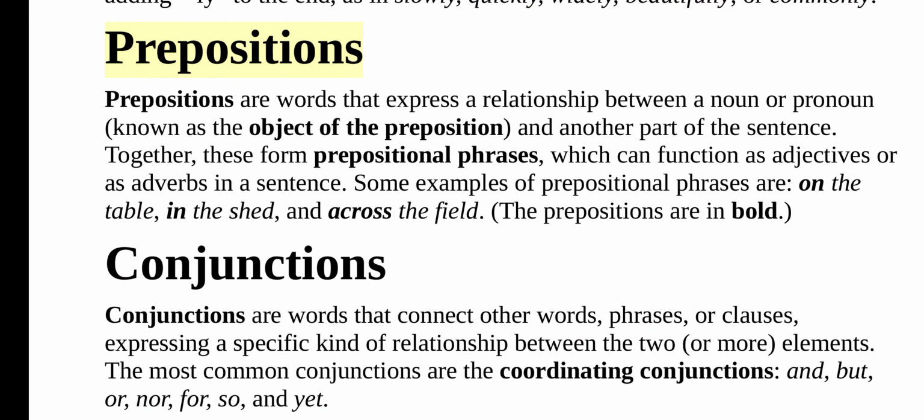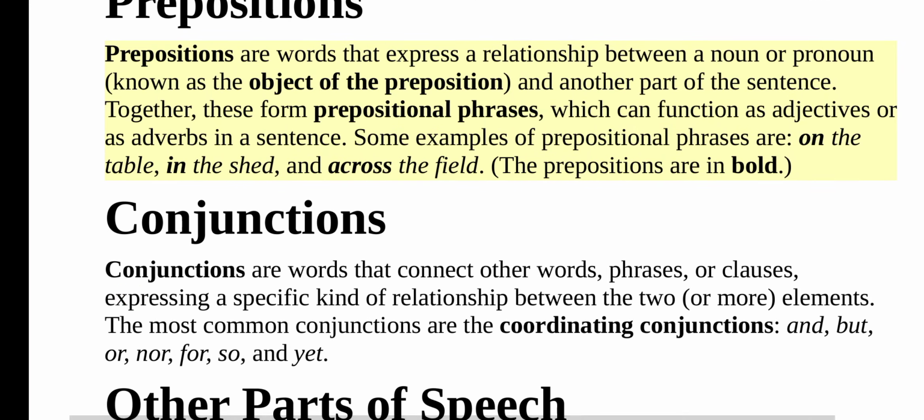Prepositions. Prepositions are words that express a relationship between a noun or pronoun, known as the object of the preposition, and another part of the sentence. Together, these form prepositional phrases, which can function as adjectives or as adverbs in a sentence. Some examples of prepositional phrases are on the table, in the shed, and across the field. The prepositions are in bold.